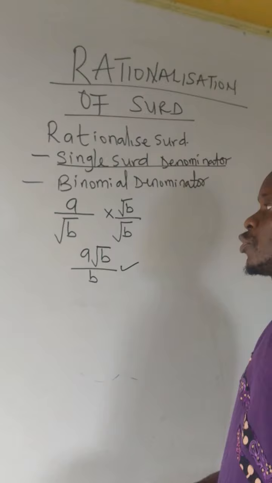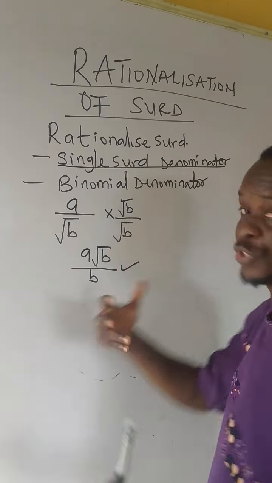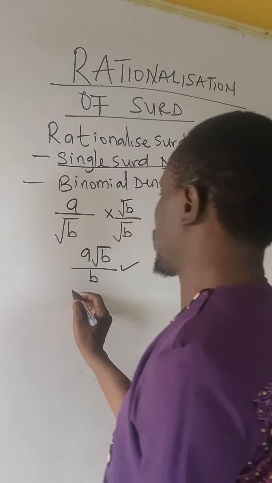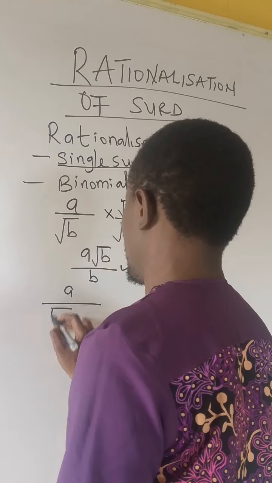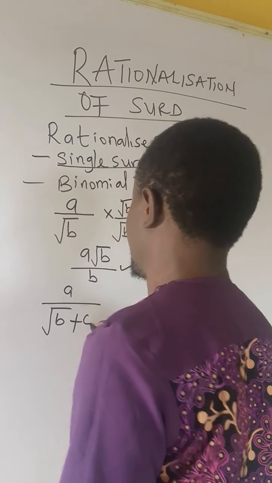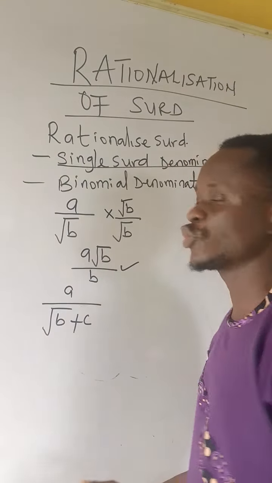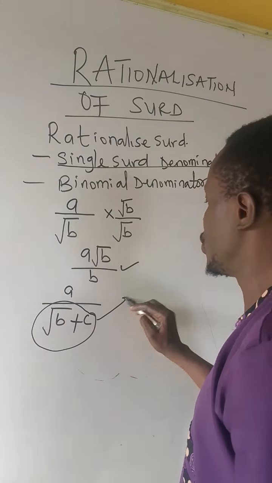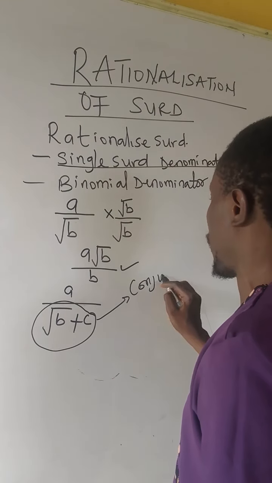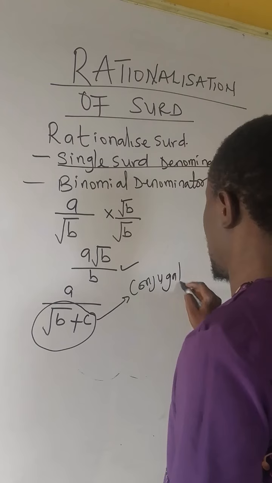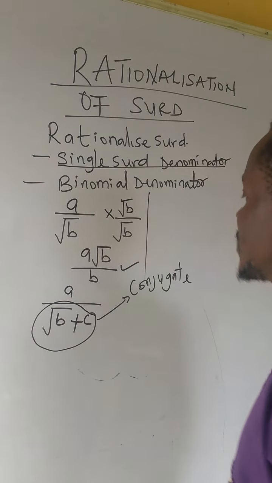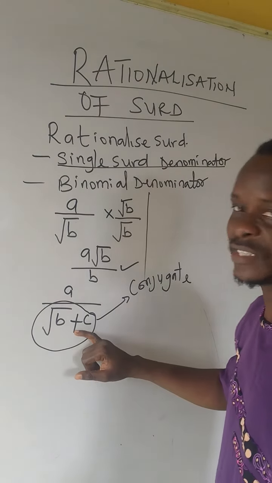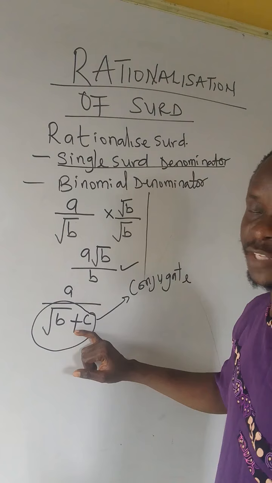But for a double surd, that's a binomial denominator, let's assume you have A over root B plus C. For us to be able to rationalize this, what we have to do is find the conjugate of the denominator. And what does it mean? It simply means that we are changing the sign of our denominator.